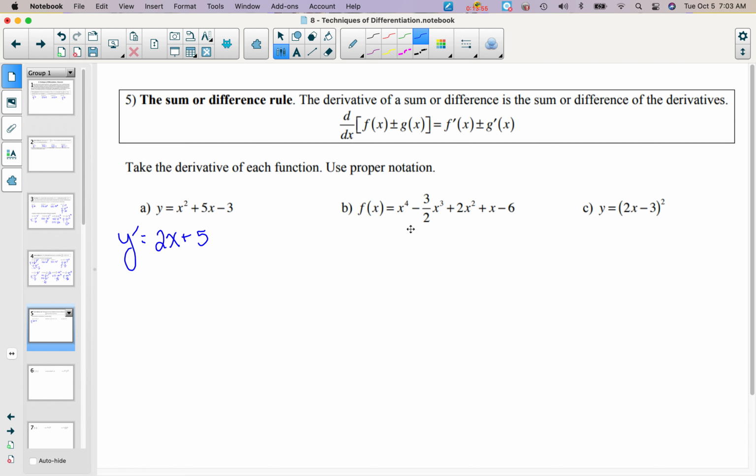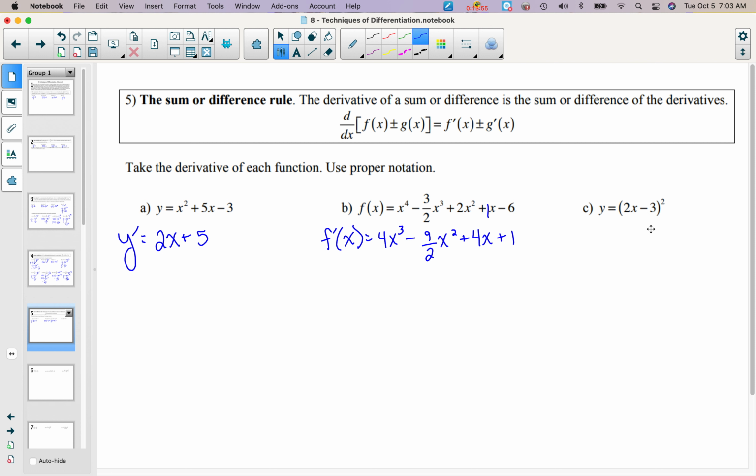Over here, it's already kind of nicely set up for us. So I just take the derivative of each piece. So here we get 4x cubed. Now I'm going to multiply and I'm going to get 9. So 9 halves x squared plus 4x plus the derivative of, remember there's like a 1 here, so we get 1, and the derivative of a constant is 0, so this is our answer for the derivative.